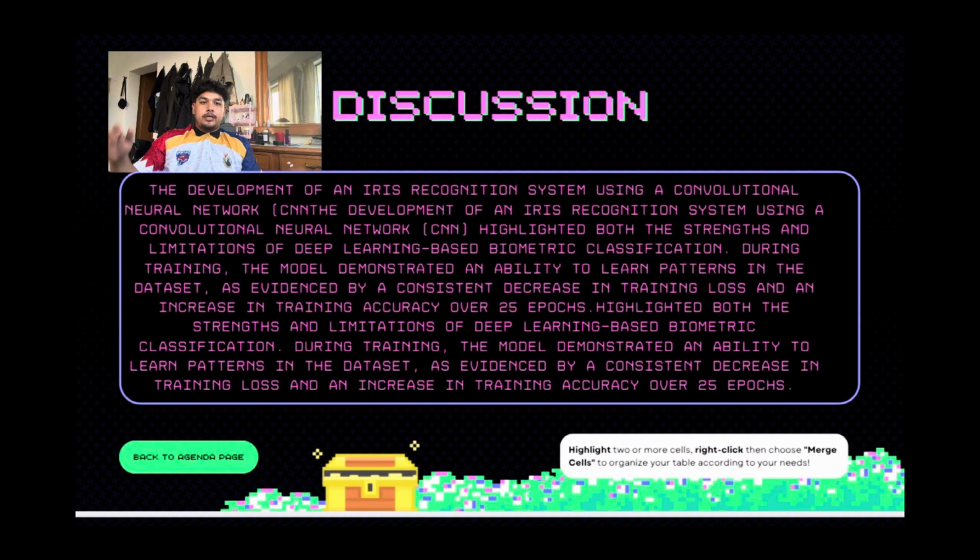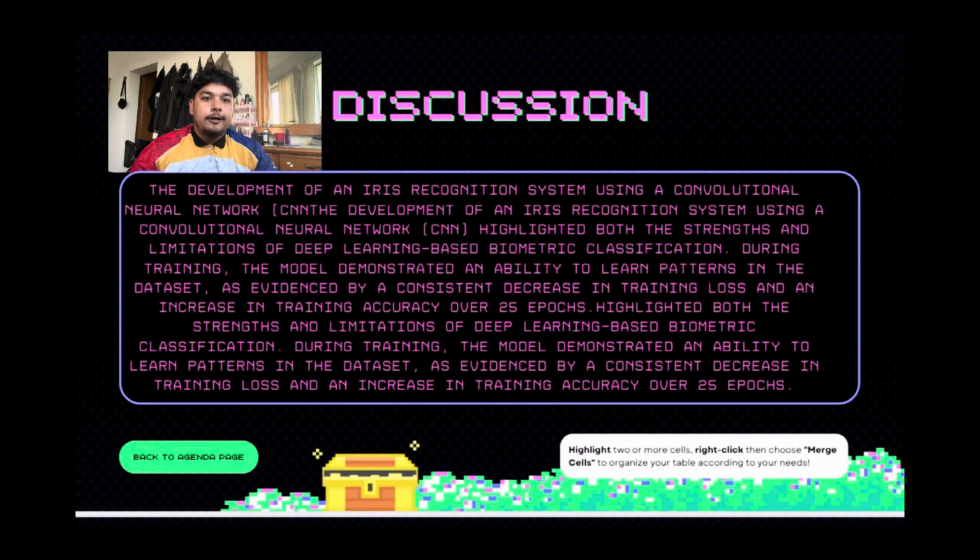As for the discussion, it highlights the model's strengths and limitations. The strength of the project is that the model successfully learned to classify different iris patterns, and there was a steady improvement in training accuracy and decrease in loss, indicating effective learning.